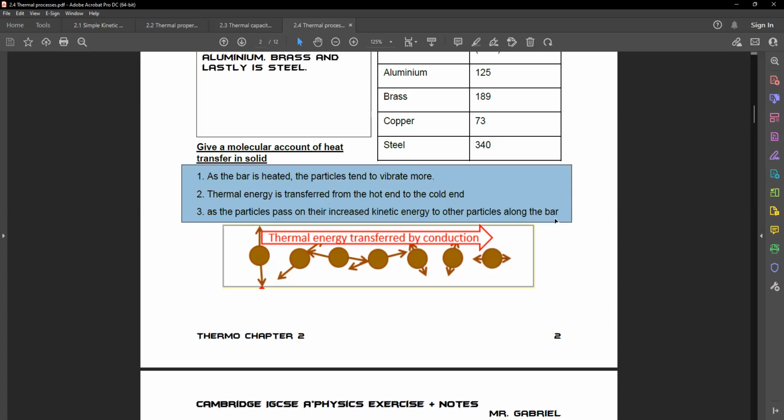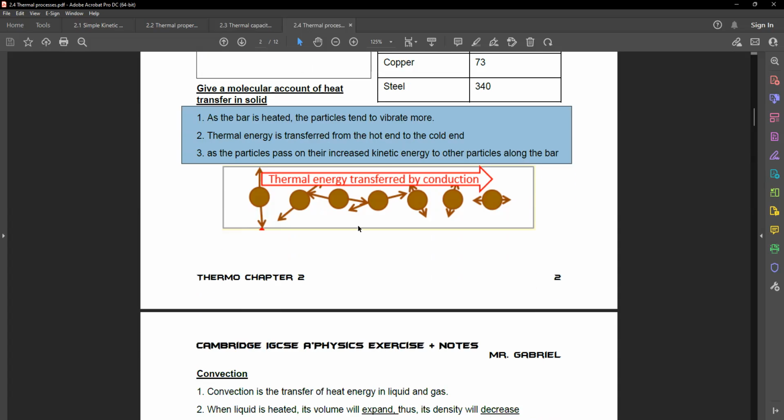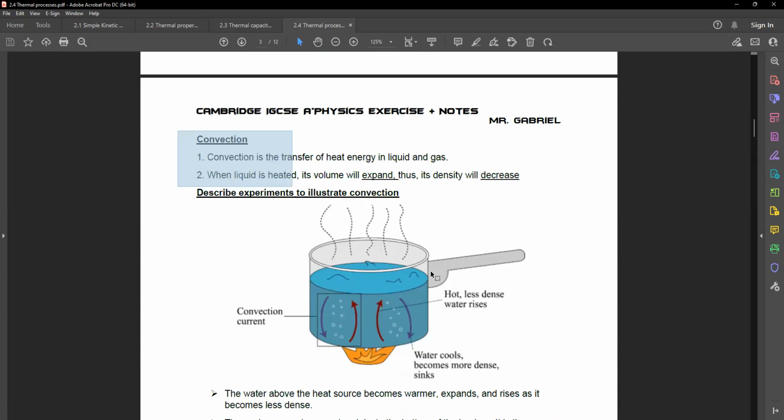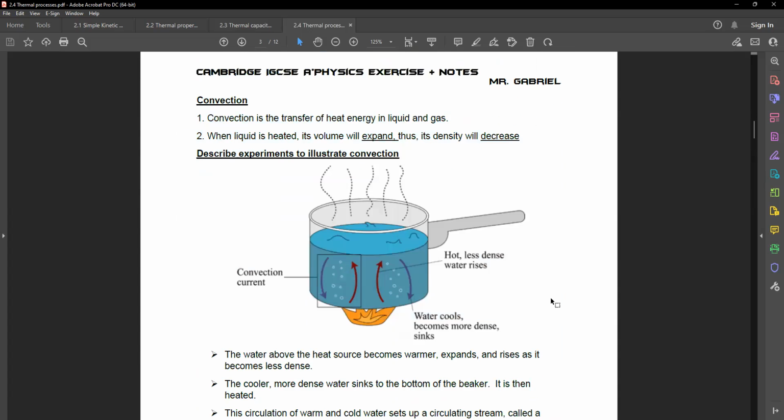Read this yourself, make sure you understand what's going on, right? Then you can push your way through a little bit. And convection current is basically stating how the density changes, all right?